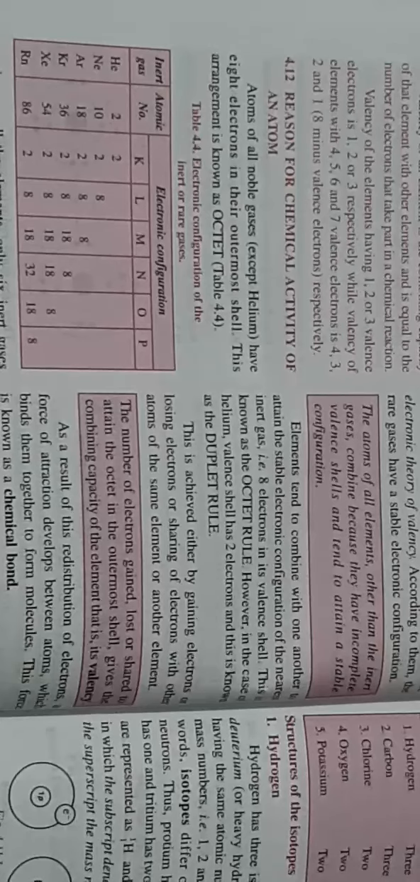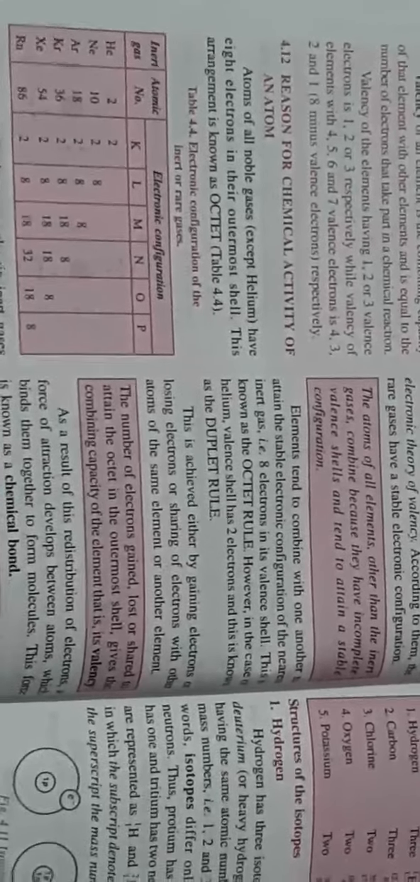So what is the basis of the chemical reactivity of an atom? They will either lose electrons or gain electrons to acquire the octet condition, or to acquire a stable electronic configuration. The number of electrons gained, lost or shared to attain an octet gives the combining capacity of that element, and that is also known as valency.